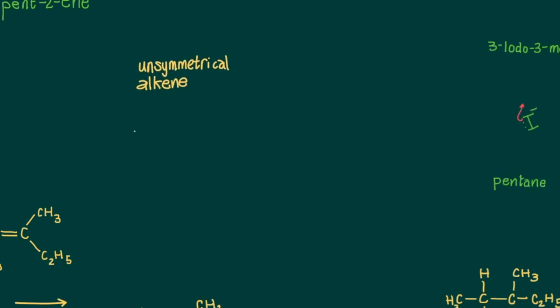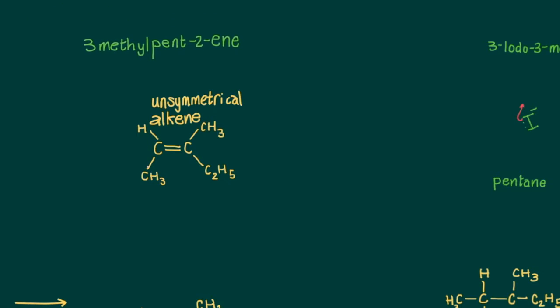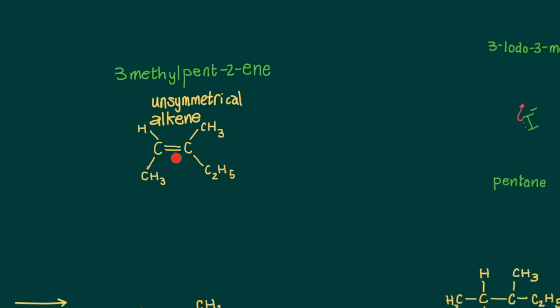Consider now an unsymmetrical alkene like 3-methylpent-2-ene: 1, 2, 3 methyl, pentene 1, 2, 3, 4, 5, pent-2-ene because the point of unsaturation is on carbon atom number 2. This is certainly an unsymmetrical alkene, as you can see. CH3, C2H5, H, and CH3. No lines of symmetry in the molecule.